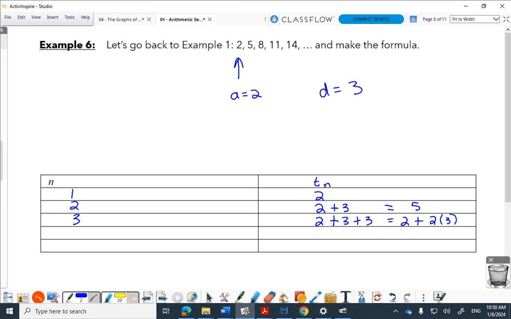If you're 47% confused, that's okay. I'm going to just keep doing it till it's going, okay, I see what you're doing here. Term 4. To get term 4, I take 2, and I add 3, then I add 3, then I add 3 again. What I'm really doing is I'm taking 2 and adding 3 of the 3's. I'm almost home to explain the formula.